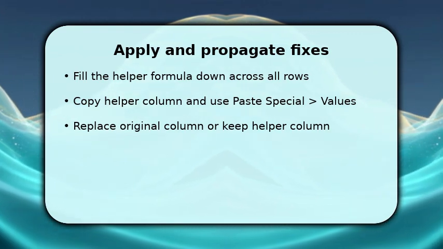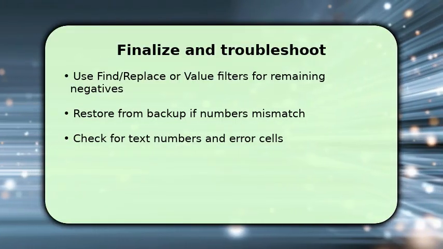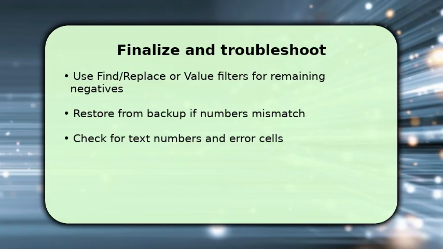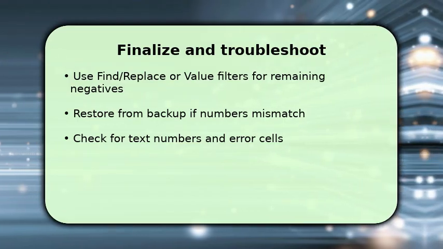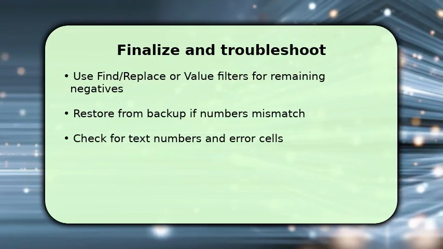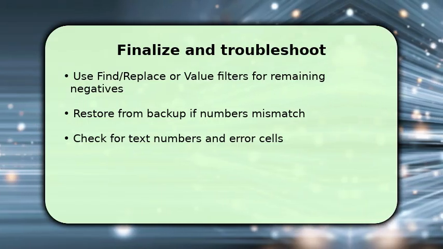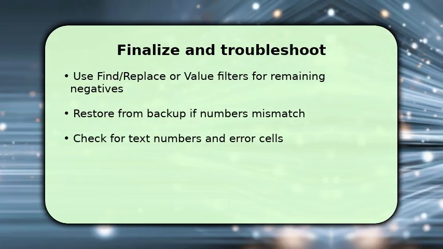To finish, scan for any leftover negatives using Data Filter or Home Find, type the minus sign, and correct individually. If you find numbers stored as text, use VALUE or Text to Columns to coerce them to numbers before converting. If totals or pivot reports look wrong, undo and restore from your backup, then repeat with sample rows verified.